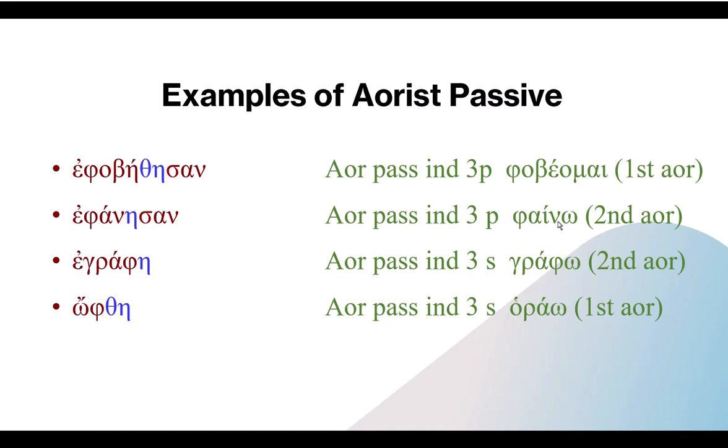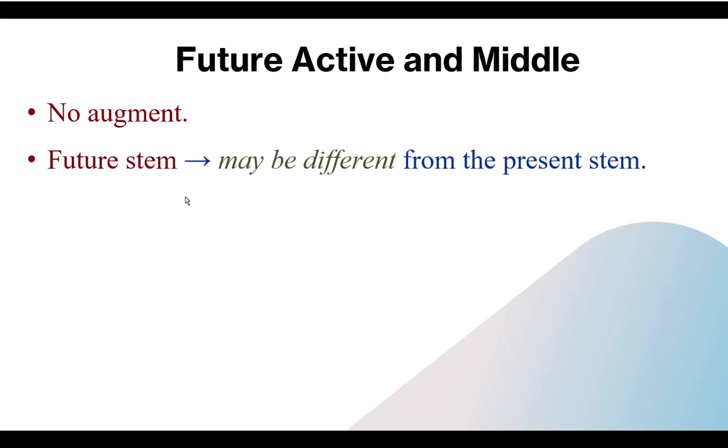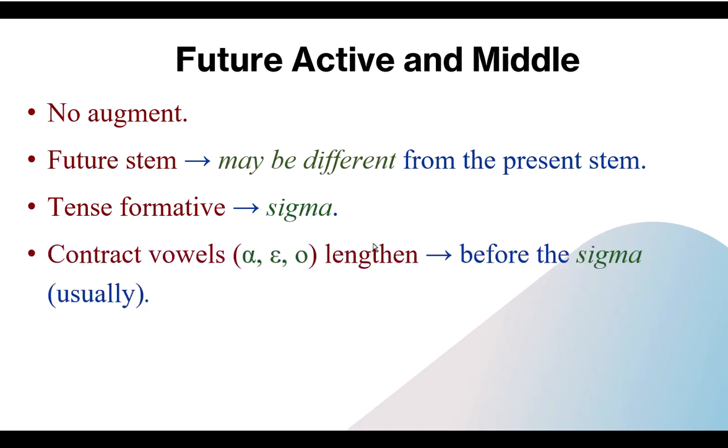So some examples of first aorist and second aorist passives. Let's go on and look at the future passive, but we'll begin by looking at future active and middle. We saw that a while ago. So with future, there's no augment. The future stem may be different from the present stem. There is a tense formative, which is sigma. The contract vowels, alpha, epsilon, and omicron, lengthen before the sigma, usually. And then we have primary endings, primary active and middle endings.